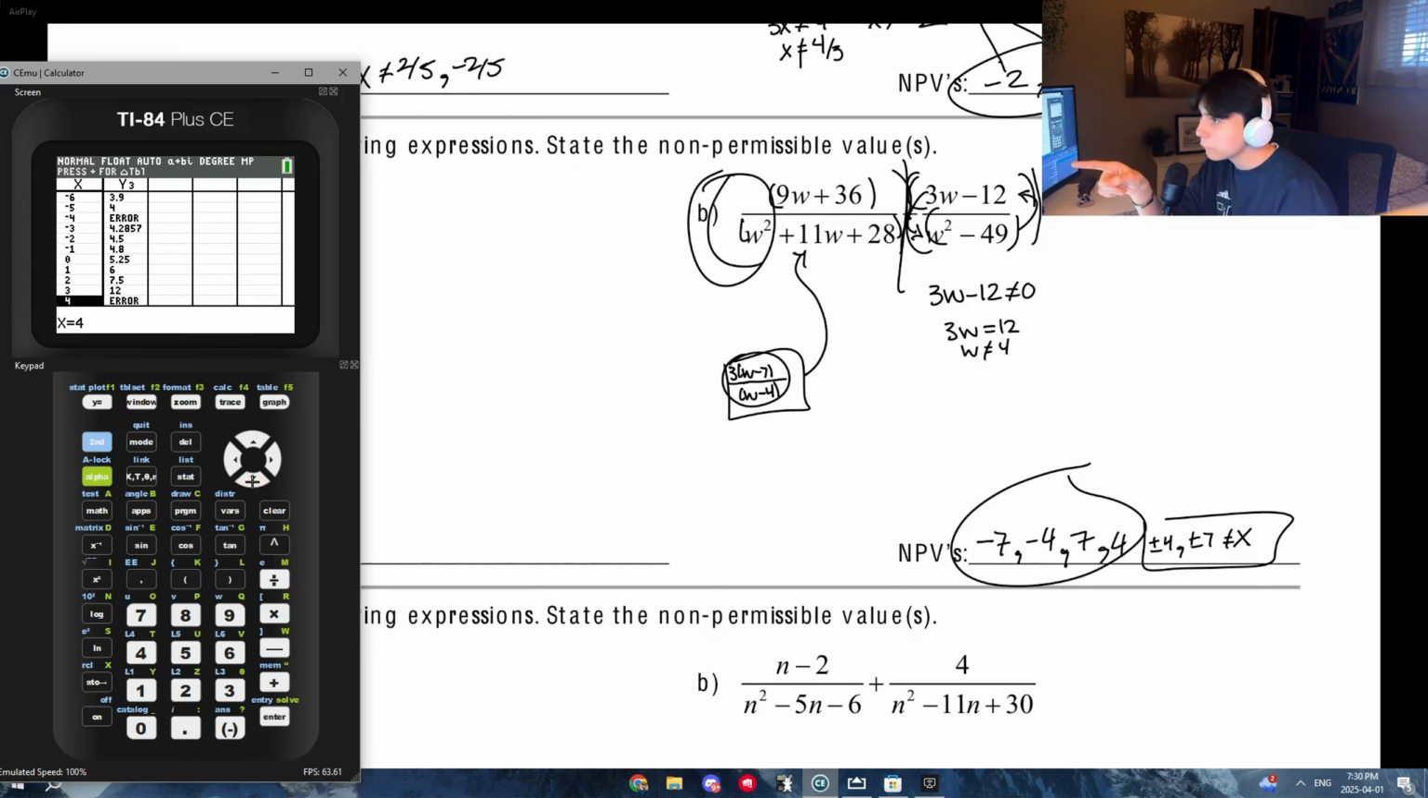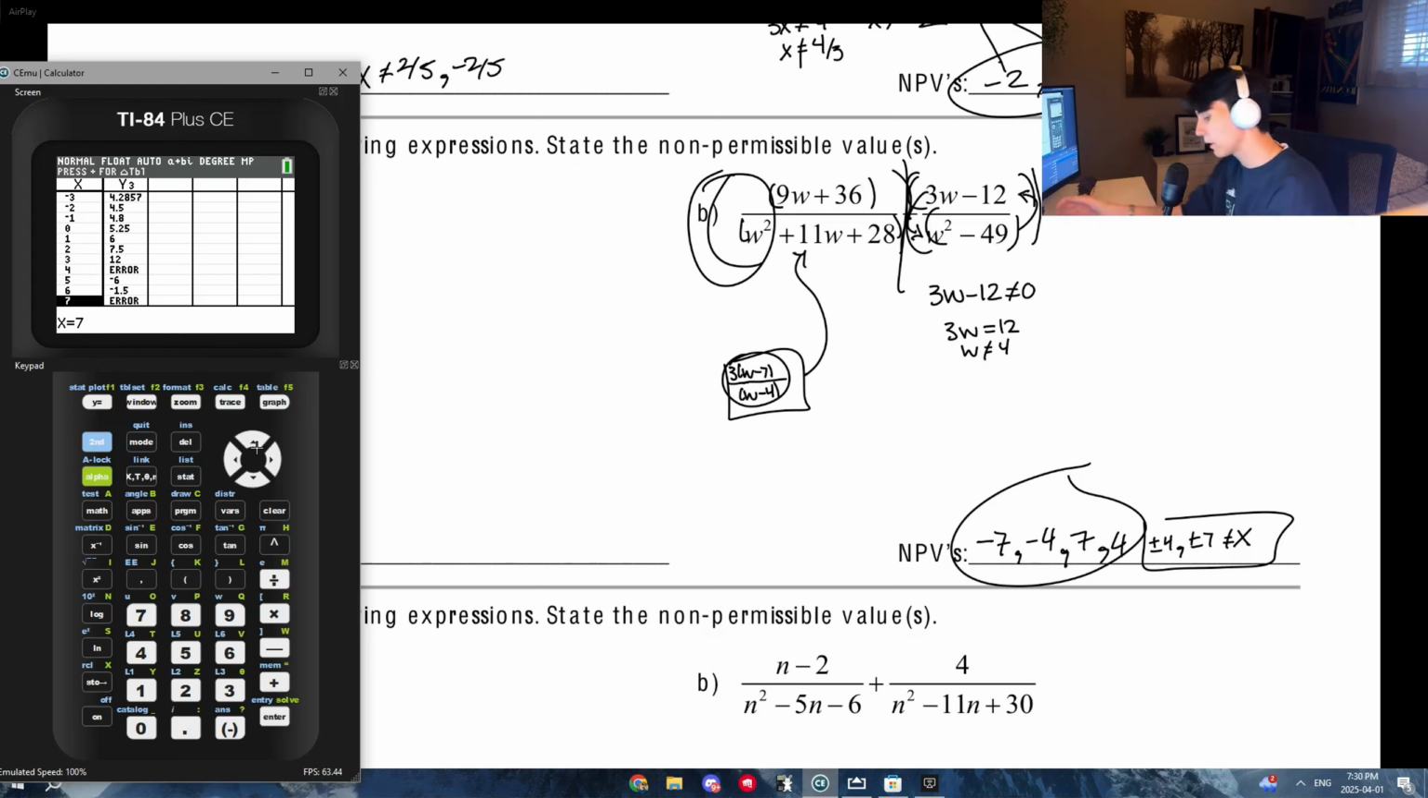Again, and then we're looking at 4, which gives us an error. Again, it's an NPV because it has an error there, which means the y value doesn't work there. And we have 7. So every NPV that we've listed here, -7, 7, -4, and 4 are all correct NPVs, again, because our calculator is displaying this error message where we have those values.